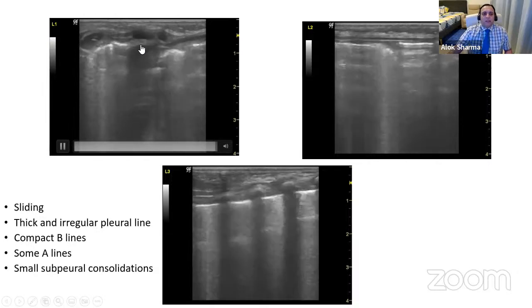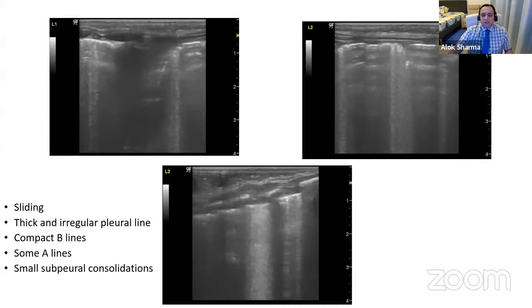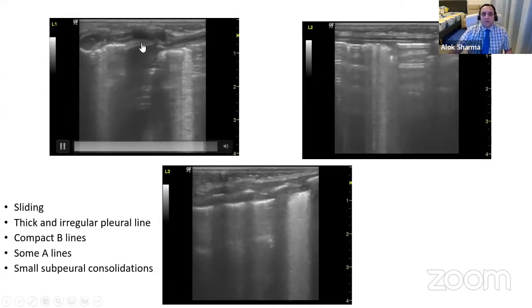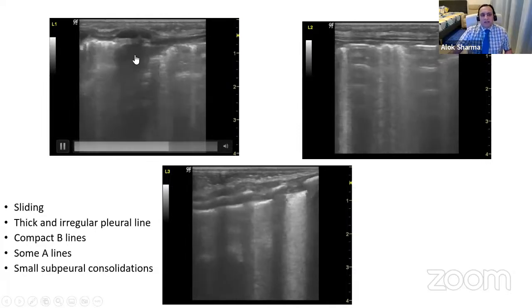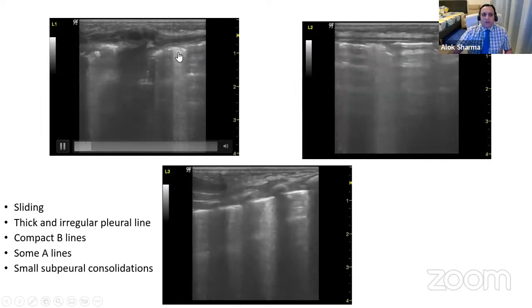Yeah, they're beautiful. So that is basically your rib shadow. That's a caustic shadow. So I don't want people to get confused. This is not a fractal or a shred sign. This is not broken pleura. This is just basically the rib shadow casting a shadow. But on either side of that, what you've got is very irregular broken pleura with lots of subpleural consolidations.